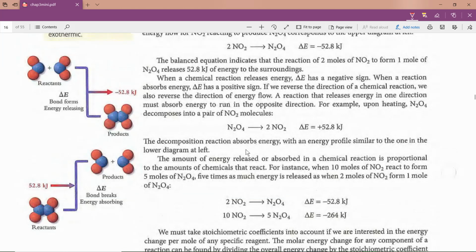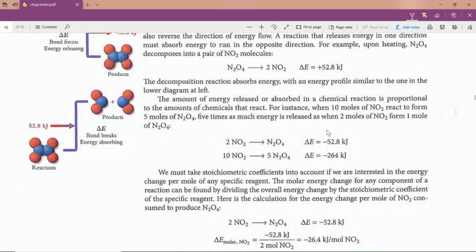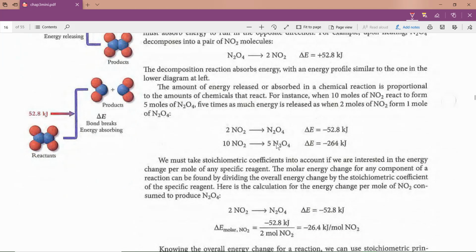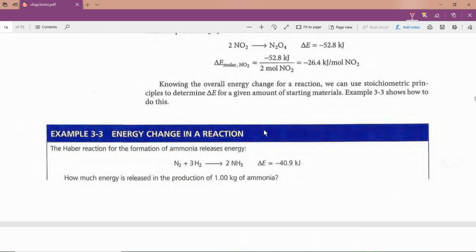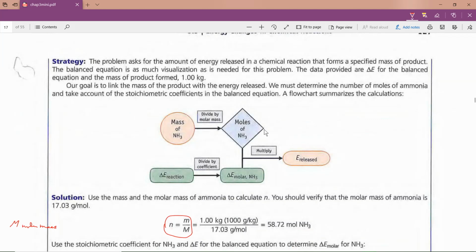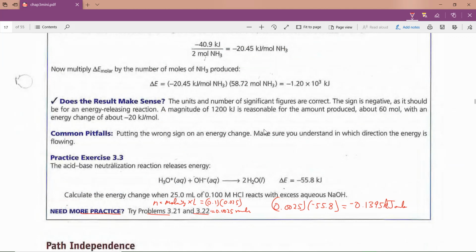Here, we're writing what we start with. 2NO2 goes to N2O4, delta E is minus 52.8 kilojoules. If I have 5 times as much of the NO2, giving me 5 times as much of the N2O4, then the energy released will be 5 times as much. These kinds of properties are called extensive properties. So delta E is extensive. So if you're writing it as 10, which is 5 times 2, then the energy released is 5 times as much. Okay? And there was our example 3.3. And so that's good.